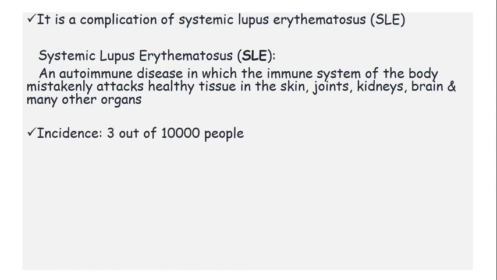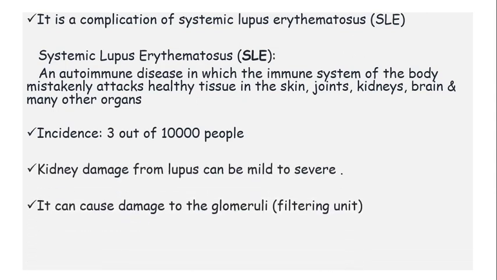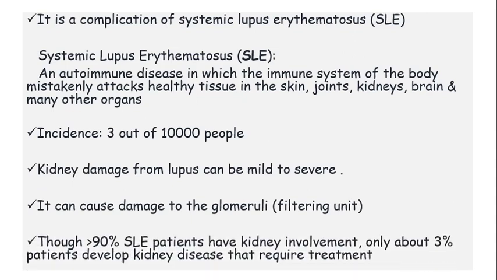So the incidence of lupus nephritis is 3 in 10,000 people. And this could be mild to severe. So here also the problem is damage to the glomeruli. Now in more than 90% of people with SLE, the kidneys are involved. But only 3% of these people will develop kidney damage that requires treatment.